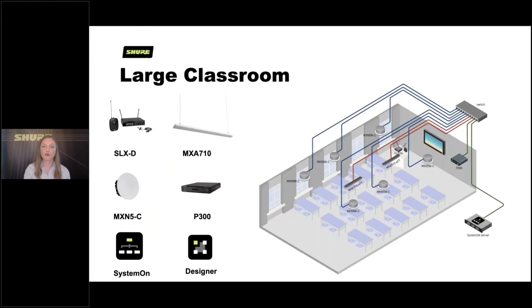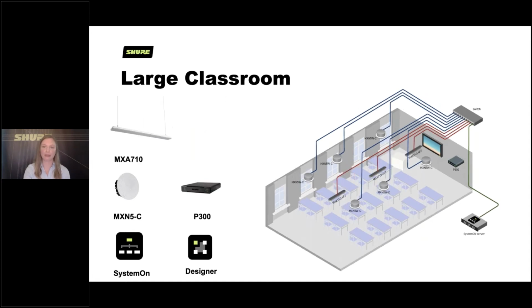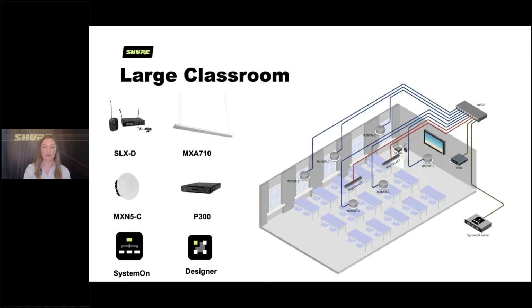And this is an example of using the MXA 710 in a larger type classroom. In this example, we've suspended 2 of the MXA 710 over the classroom. And from there, we would basically aim those lobes to be able to pick up each of the students. At the front of the room, we have an SLX-D, which is the new digital wireless system from Shure. We've got a body pack system so that that professor can be amplified as he is teaching.